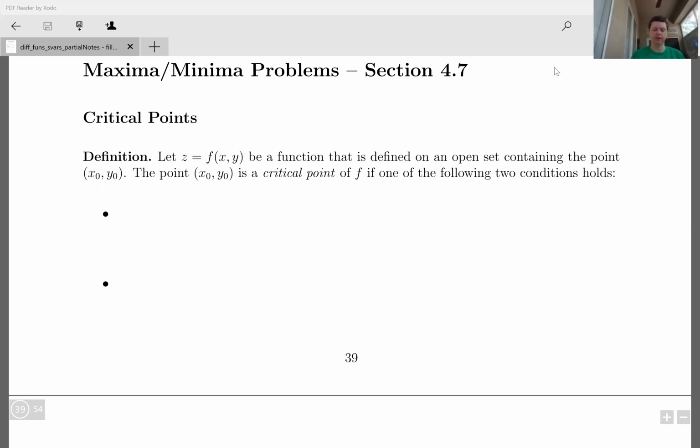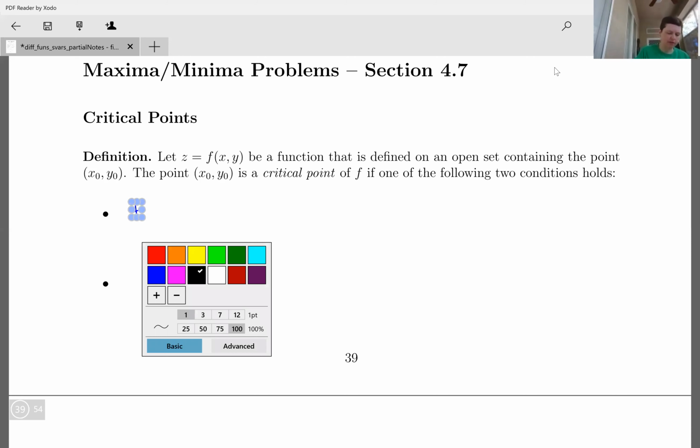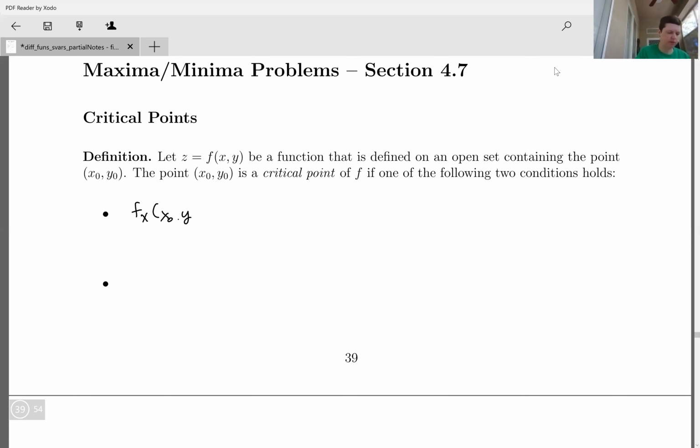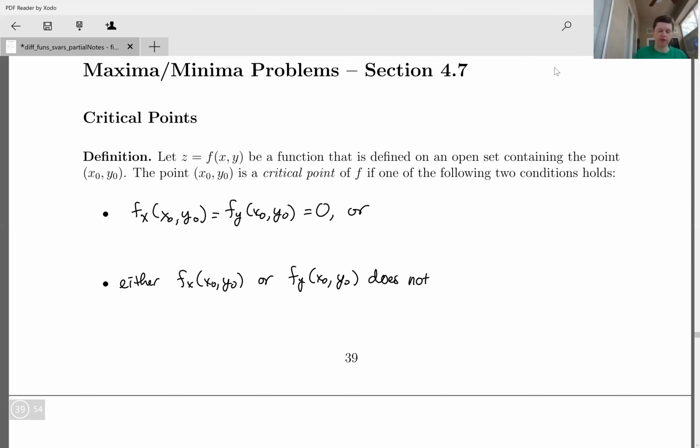Let's suppose z equals f of x, y is a function defined on an open set containing the point (x sub 0, y sub 0). Then (x sub 0, y sub 0) is a critical point of f if one of the following two conditions holds. Either the first partials of f at that point are both 0, or one of those first partials does not exist. So this is somewhat similar to the definition from Calc 1.